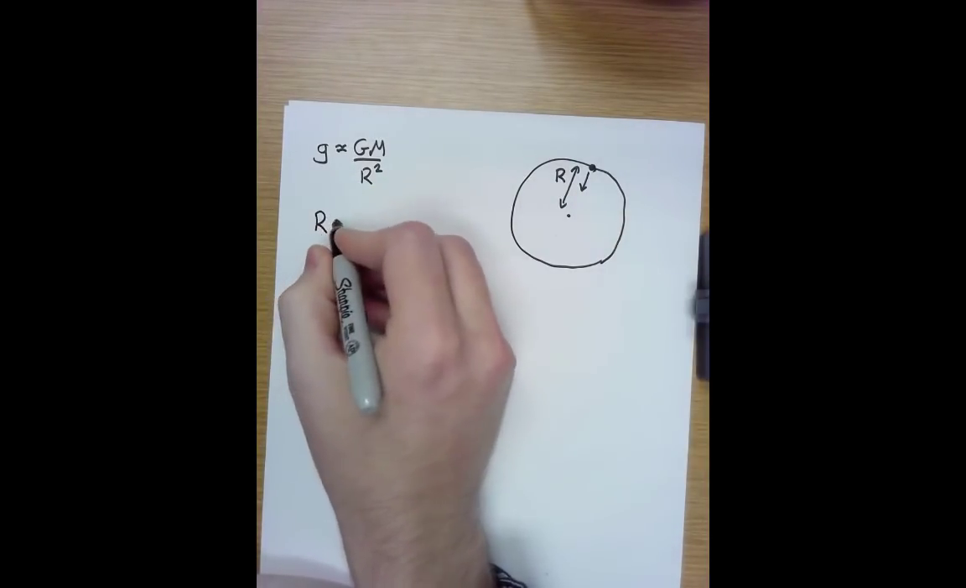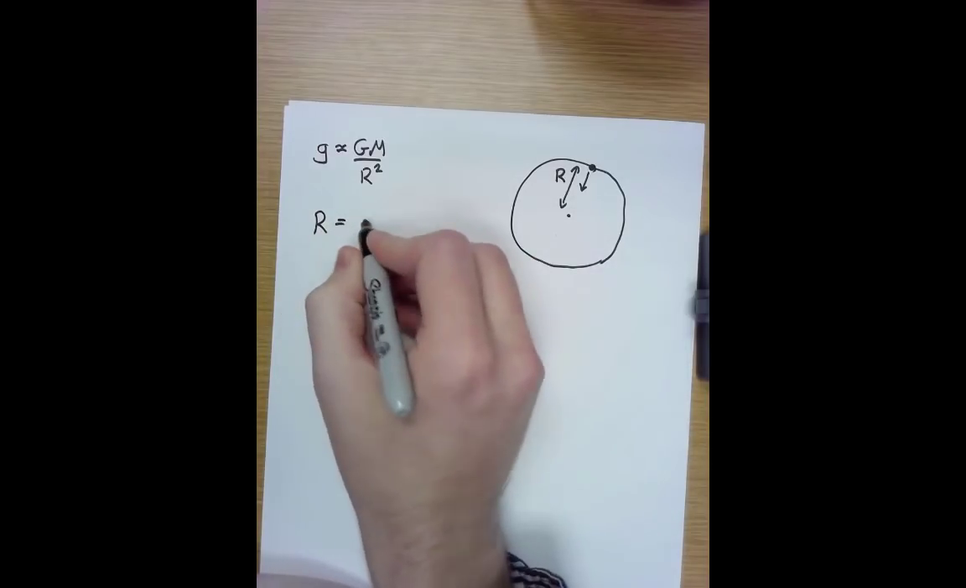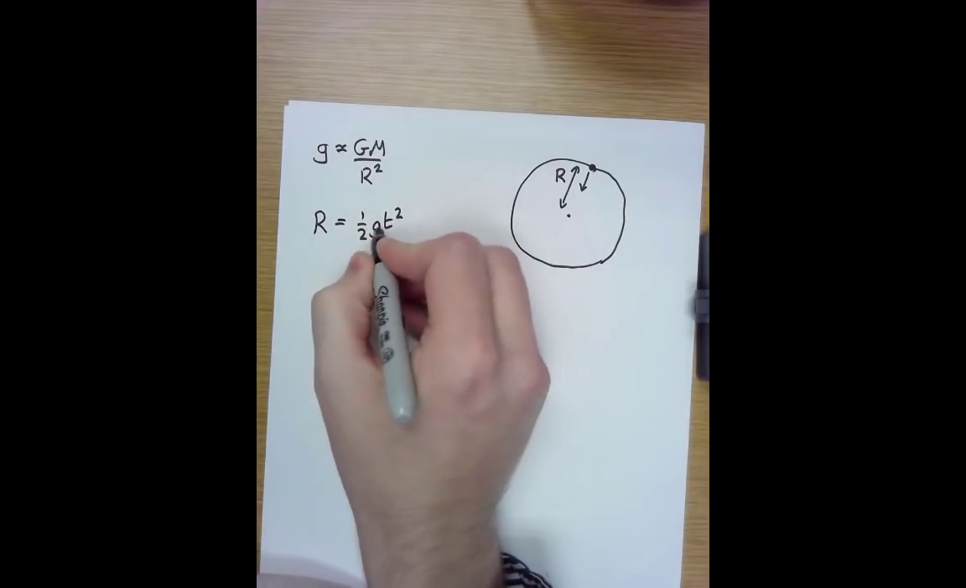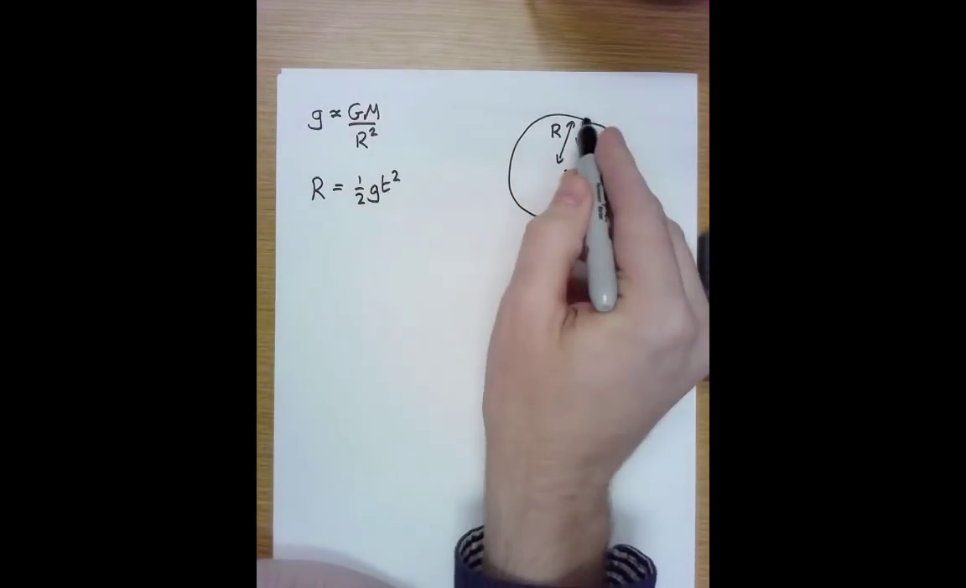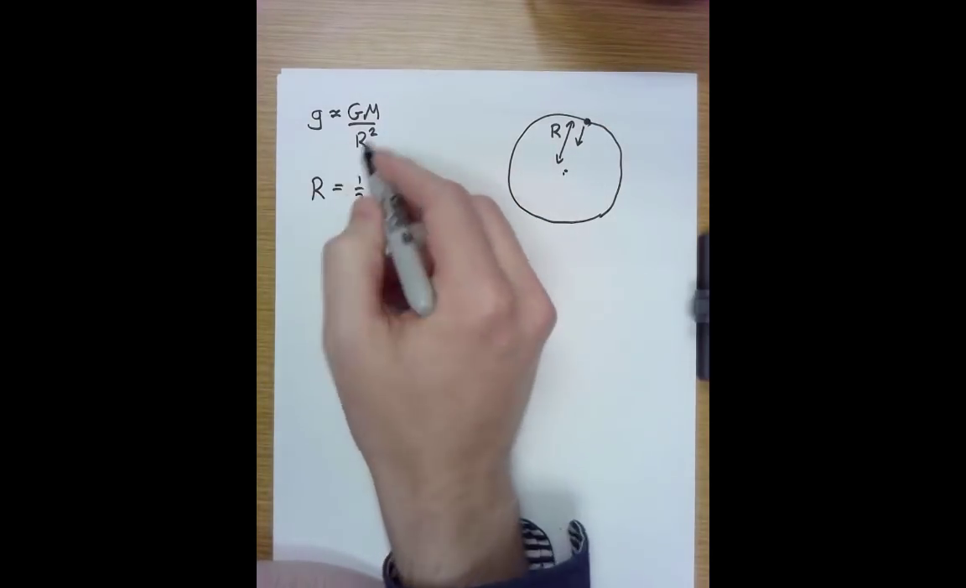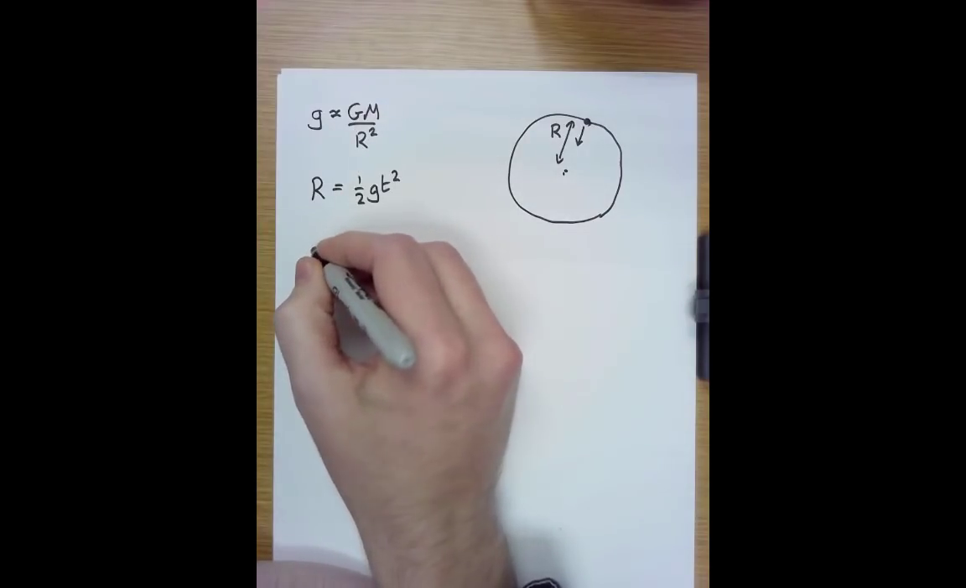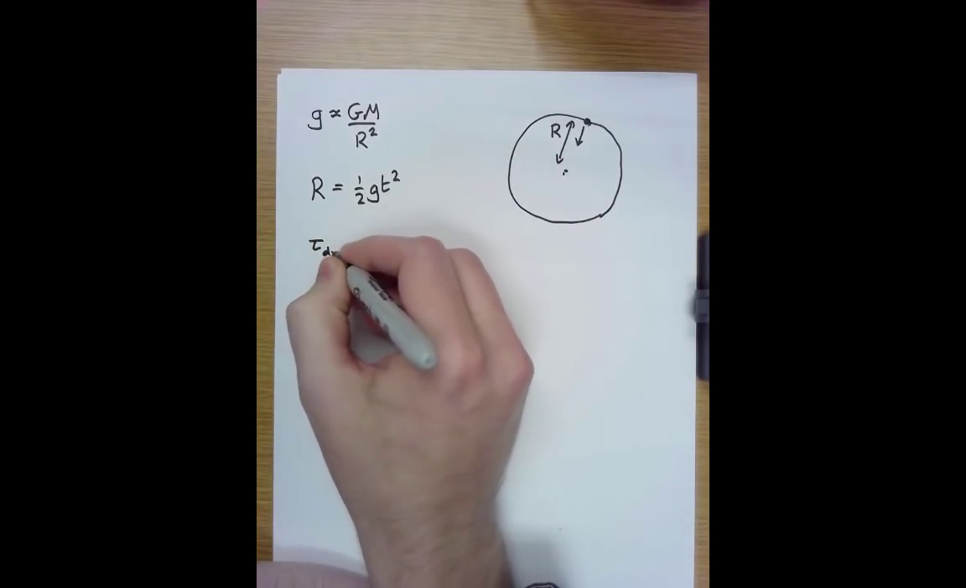Well, if this matter starts from rest, zero velocity, then the time taken for it to fall into the center of the star is going to be given by the fact that the distance is 1/2 g t squared. This is just one of the classic kinematic equations, where t is the time taken to fall from here to here under the acceleration g. Rearranging this, we get an estimate for the dynamical time scale.